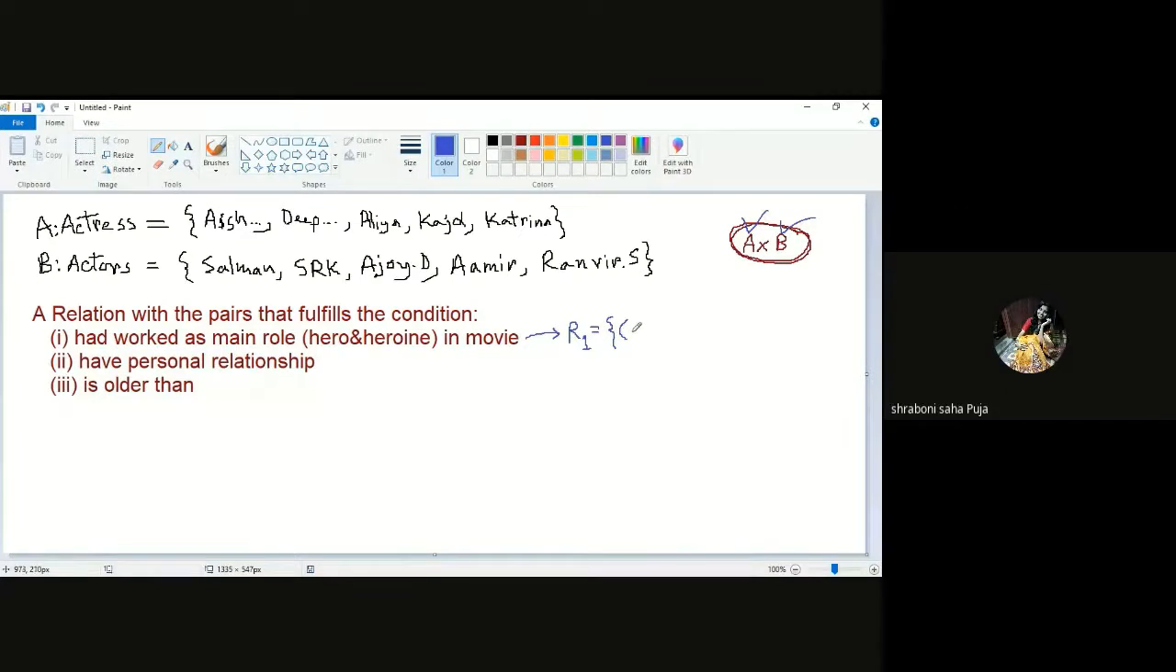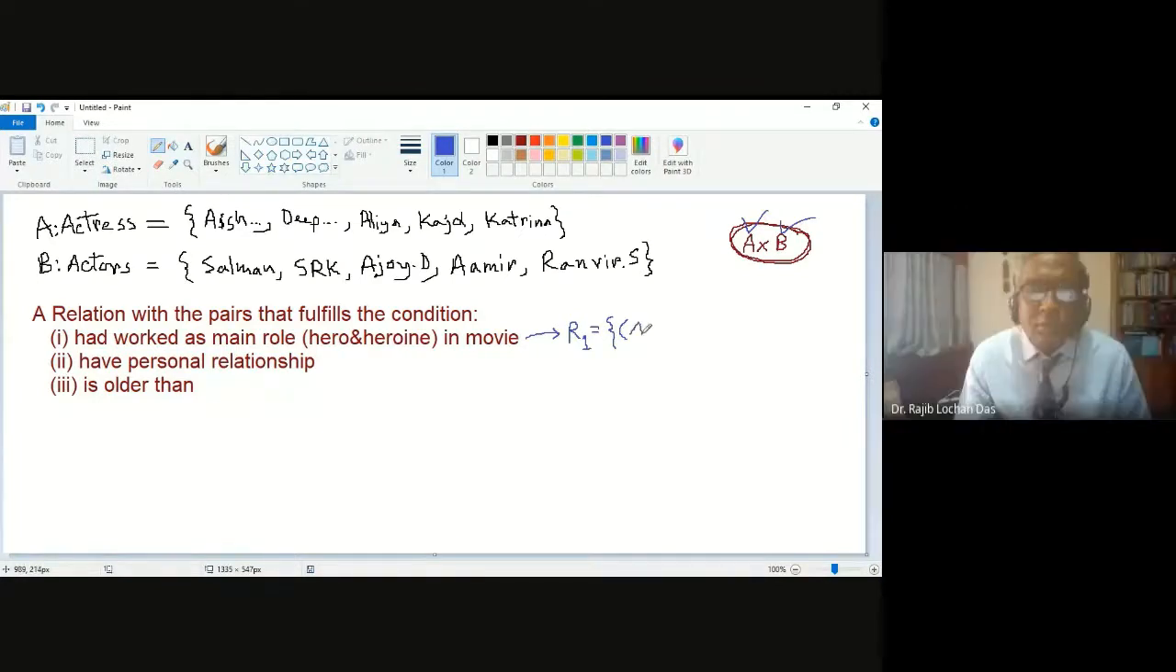Aishwarya and Salman. Think one by one. Take Aishwarya. Aishwarya was also a heroine with Salman. Possible. So this is one pair. Aishwarya was also a heroine with Shah Rukh Khan. So that is also possible. Okay, Aishwarya was also a heroine with Ajay Devgan.